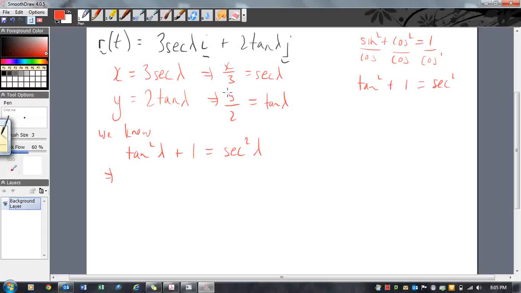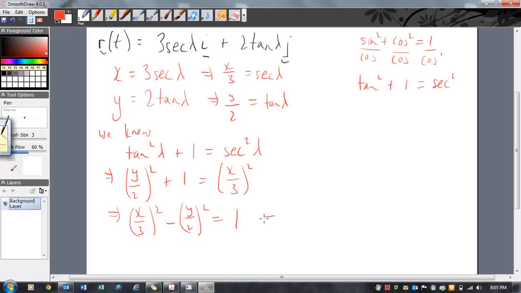Right, what's tan squared lambda? Well, that's this squared, so that's y over 2 squared, that's that part there, plus 1 is equal to sec squared lambda. Well, sec lambda is that, so it's x over 3 squared. Beauty. And now we can just rearrange this. Therefore, x over 3 squared minus y over 2 squared is equal to 1.